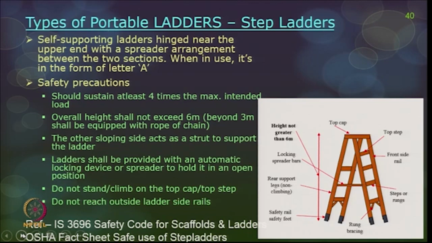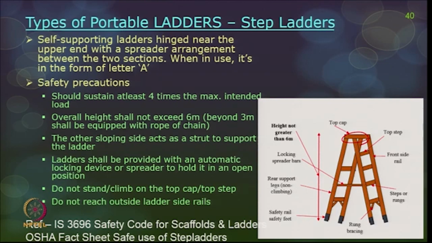Okay. The next type of portable ladder is the step ladder. This is also called an A-frame ladder because it has the shape of an A when in full expanded position. It is a self-supporting ladder, hinged near the upper end, where the upper end is closed together with a spreader arrangement between the two sections. When in proper use, it looks like the letter A, and that is why it is called an A-frame ladder. As a safety precaution, this ladder should also be able to sustain at least 4 times the maximum intended load. This ladder has one side for people to climb, and the other side acts only as a strut and is only for support.